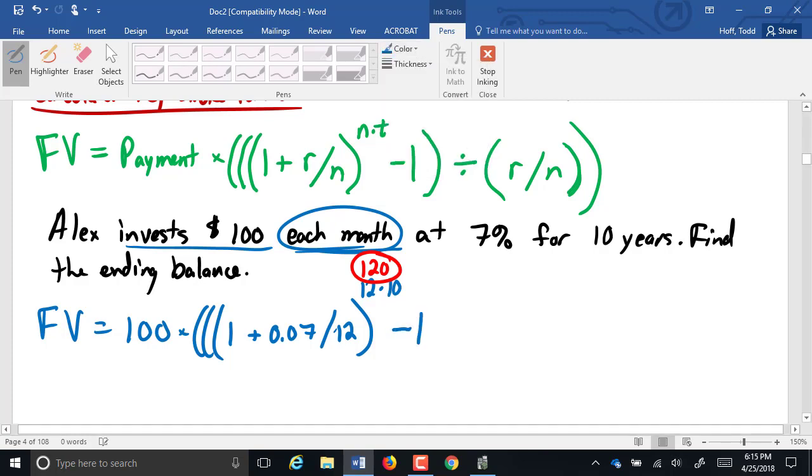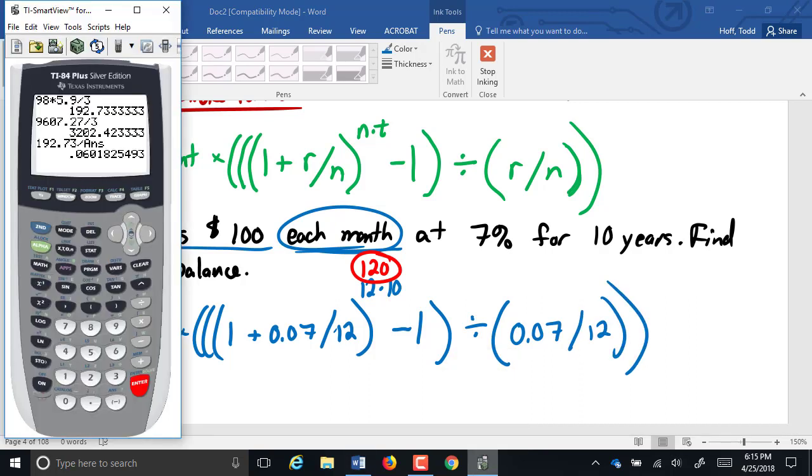Then minus 1, close parentheses, divided by again, open parentheses, R is 0.07, divide by 12 still, close and close. So let's type this in together. 100 times 3 open parentheses.